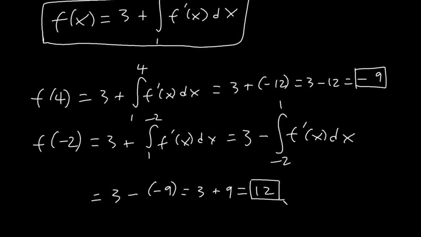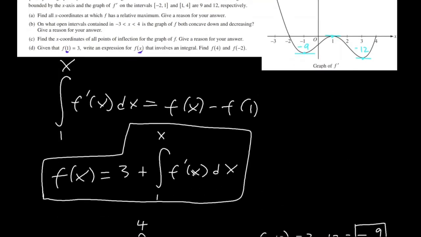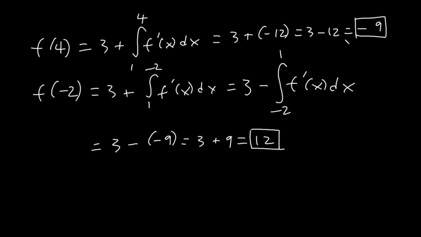Okay, so that is f of -2. This was a 3-point question, my bad. 1 point for the f prime of x part, the integrand, 1 point for the expression for f of x, and 1 point for finding f of 4 and f of -2 combined. Okay, that's question number 5 done.